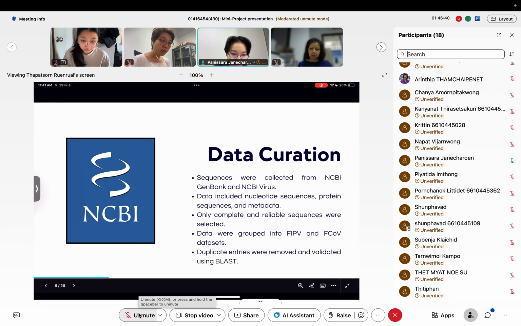After collection, the data were organized into two main groups, the FIPV and FCoV datasets, and duplicate sequences were removed to avoid redundancy. Finally, all sequences were validated using BLAST to confirm their accuracy and identity before further analysis.